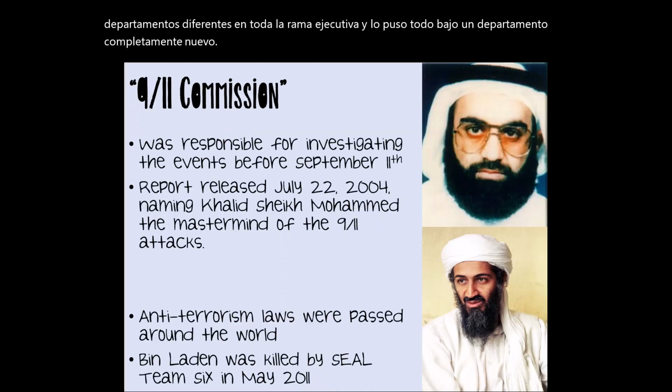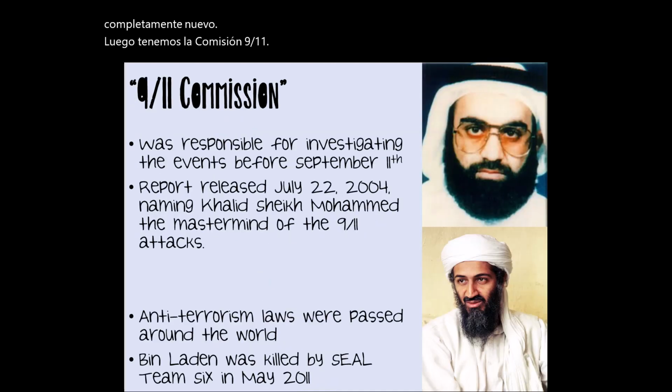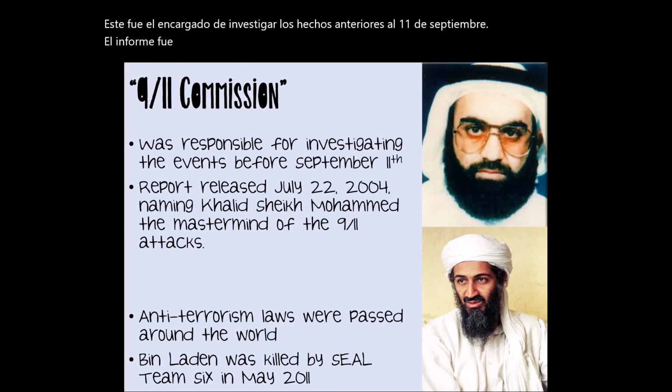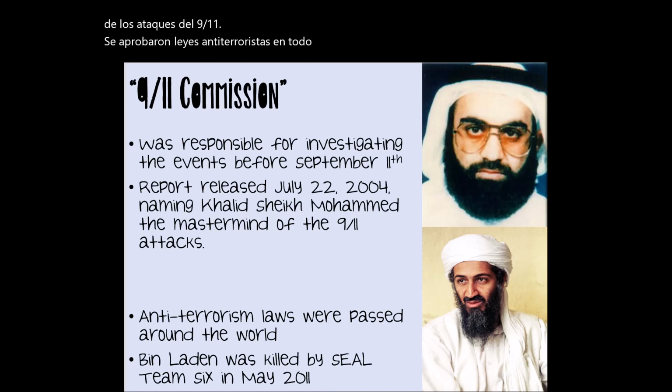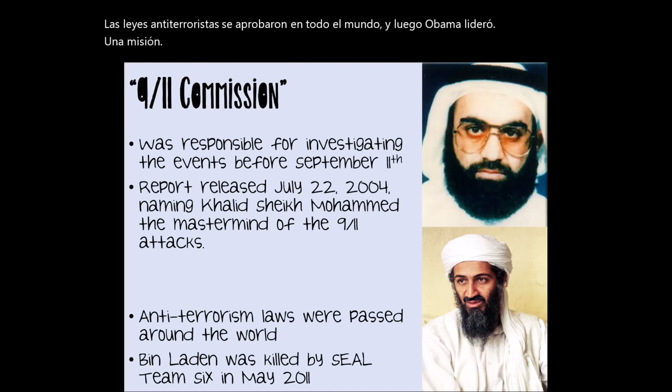Next, we have the 9/11 Commission. This was responsible for investigating the events before September 11th. The report was released on July 22nd, 2004, naming Khalid Sheikh Mohammed the mastermind of the 9/11 attacks. Anti-terrorism laws were passed all around the world. And then Obama led a mission by SEAL Team 6 in May 2011 to have Osama bin Laden killed.